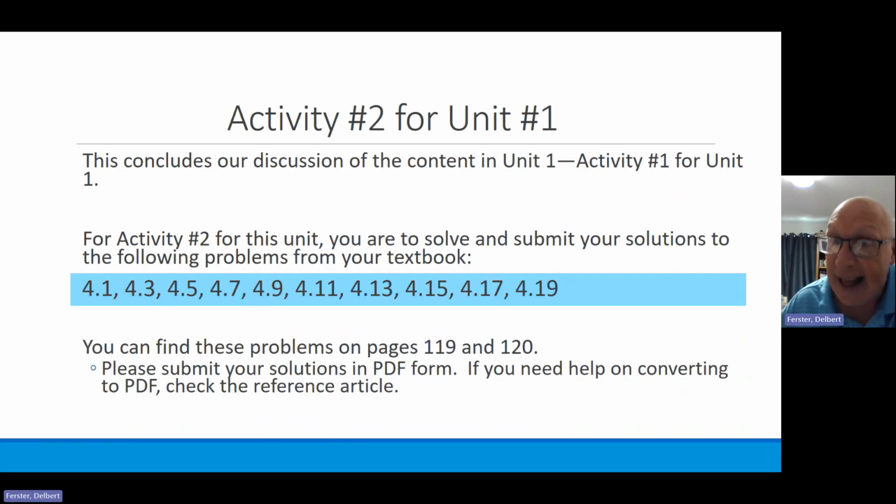Good news. That ends the discussion for Unit 1. So as I said way back when, most of what you saw in this unit should have been review. So this will conclude our first learning activity for this unit.